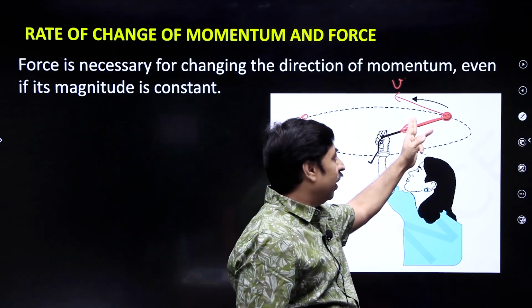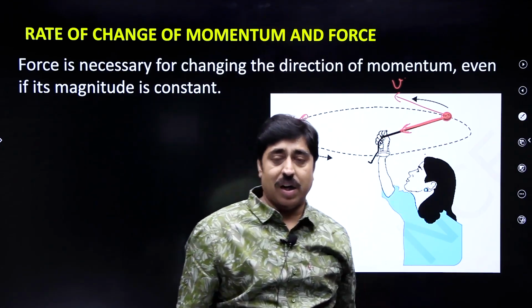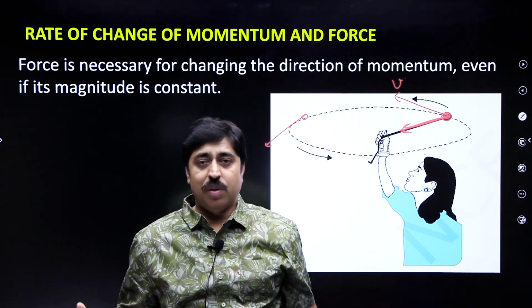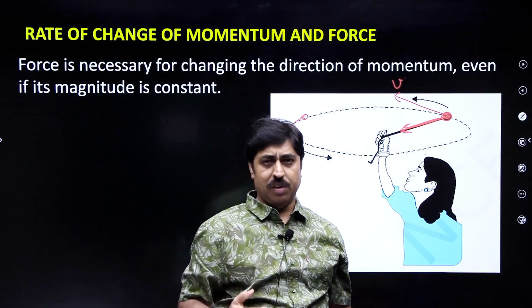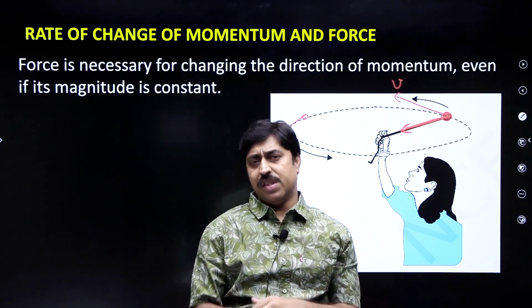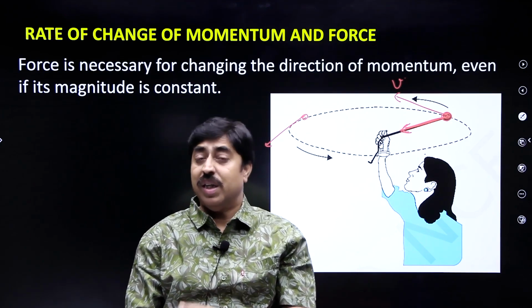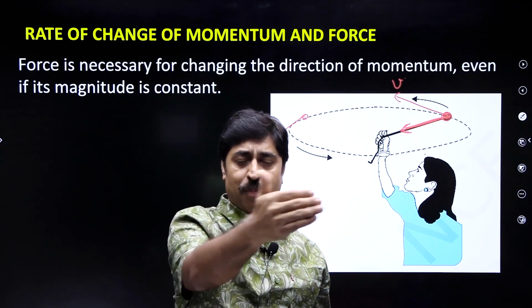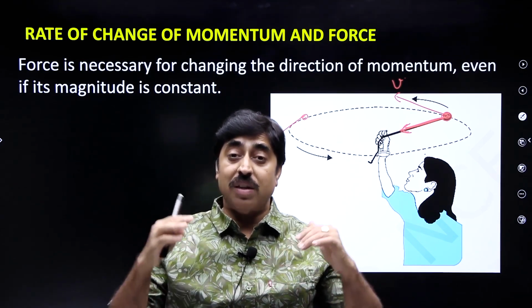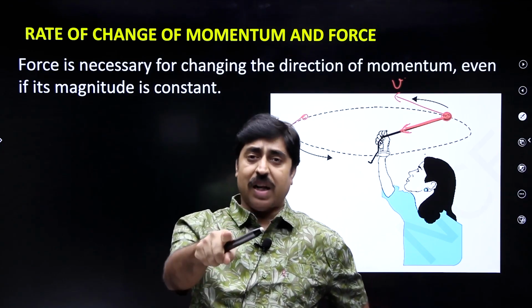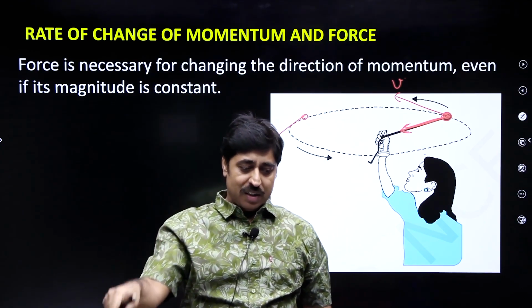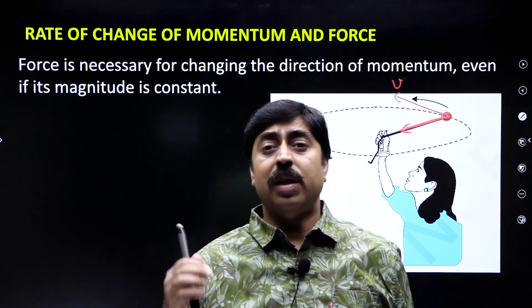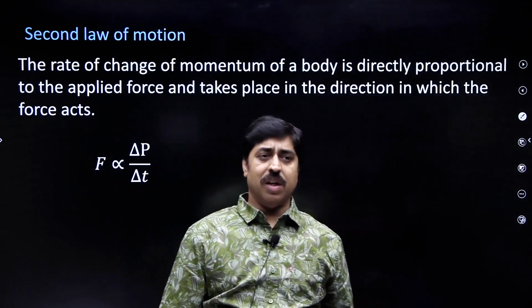If you cut this string, this object is going to fly off in a straight line. It will not go in a circular path because there is no external force which will cause its momentum to change. For moving in a circle, it is necessary that the momentum of this object keeps changing because the velocity direction is changing. Well, the momentum direction is also changing. So, there is a continuous change in momentum, and that can happen only when there is an external force. In the absence of external force, we cannot expect the direction of motion of a body to change continuously.